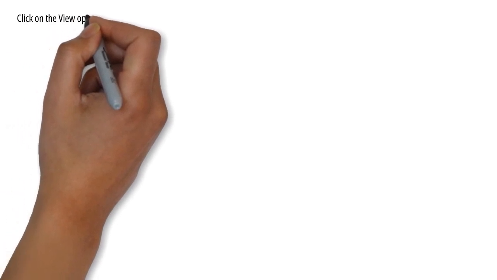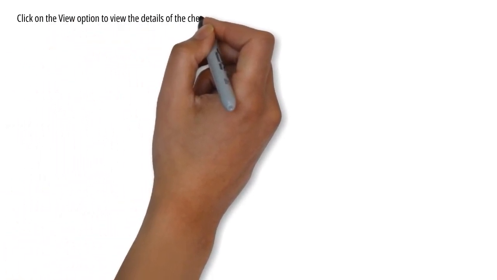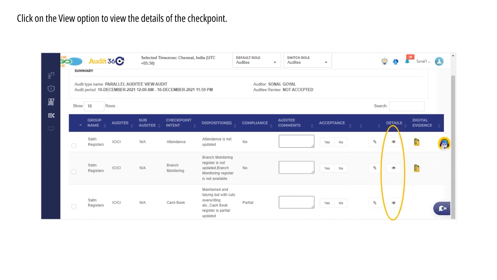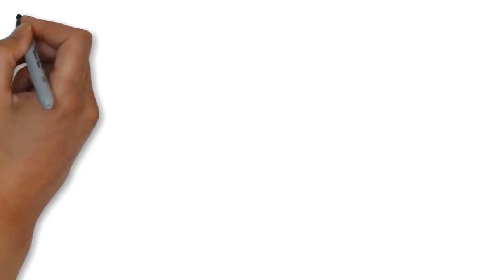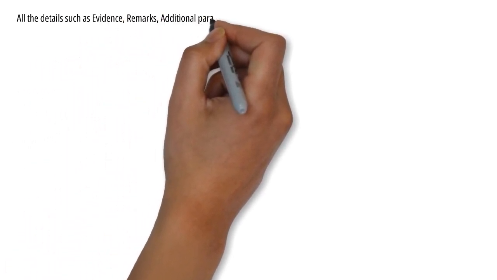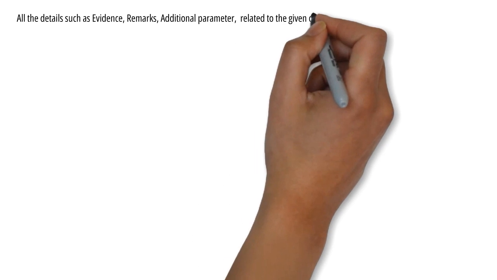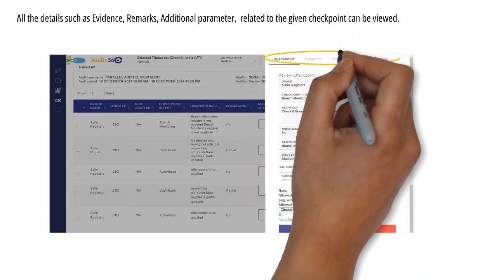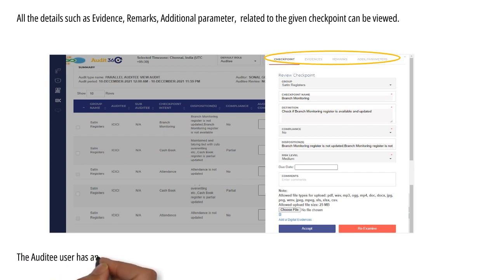Click on the View option to view the details of the checkpoint. All the details, such as evidence, remarks, and additional parameters related to the given checkpoint can be viewed. The Auditee user has an option either to accept or re-examine the issue.